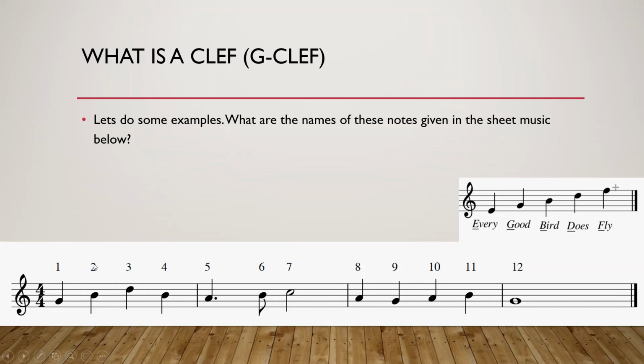So note 2 is 2 steps above, because G, then we have one space in between the lines and then one on the line. So G, after G comes A, B. The second note is a B. Or you can use the sentence, every good bird B. It's a B. Using that sentence, you also know what note 3 is, because it's on a line, right? Every good bird does. It's a D. Or you can go from B to C between line 3 and 4 and up to the 4th line is the D.